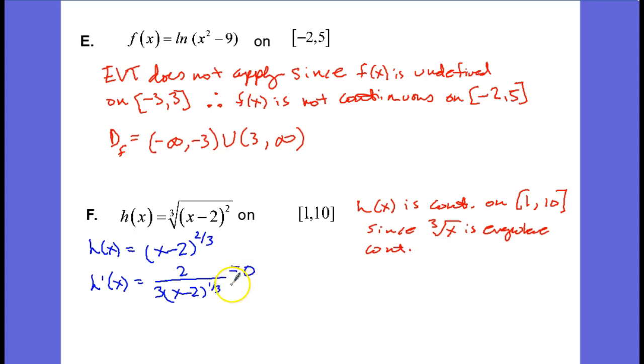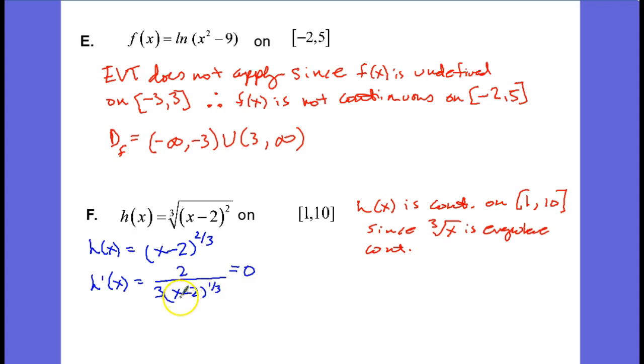Okay, but there's a problem. What value of x could ever make this equal to 0? Imagine x is a negative number. We can take the cube root of a negative number and we get a real number that is not equal to 0. Imagine x is positive. Again, we take the cube root of a positive number and we end up with a real number for h prime of x. Again, not equal to 0.